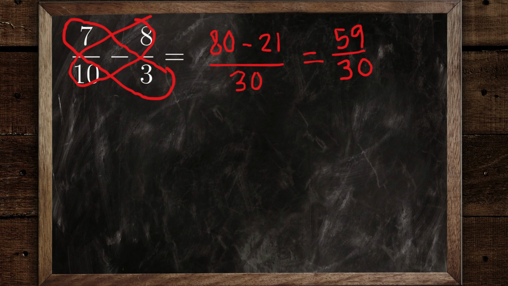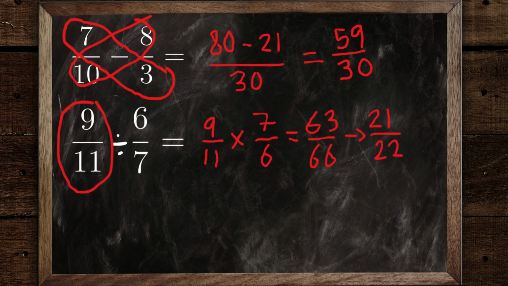So in this case, you do 10 times 8, which is 80, subtract 7 times 3, which is 21, over 10 times 3 to multiply the denominators, which is 30. And then you just work that out. So 80 minus 21 equals 59, and the denominator just stays the same. So the answer is 59 over 30.